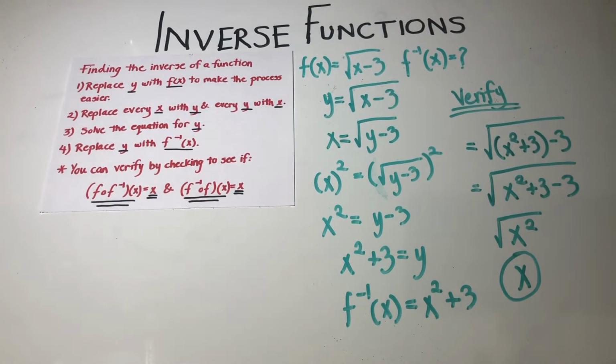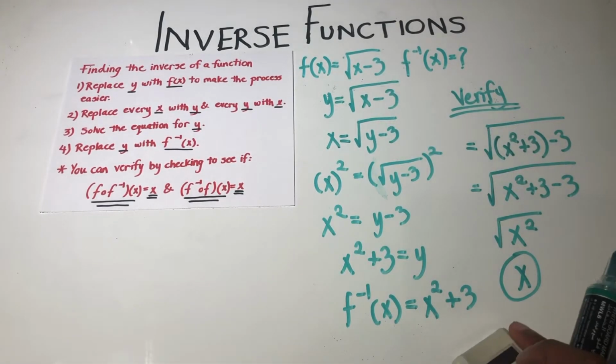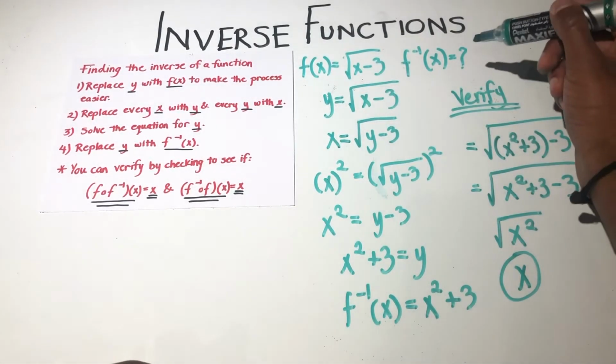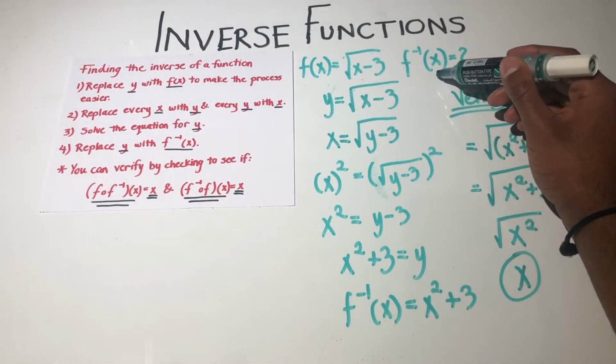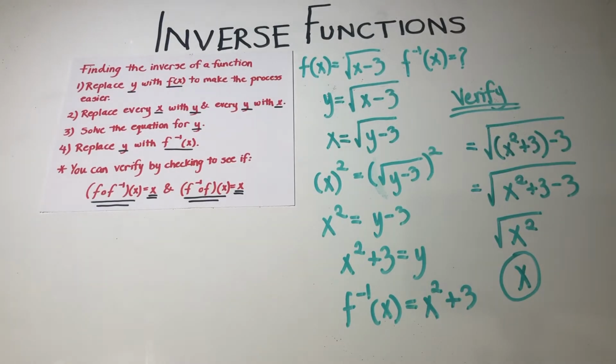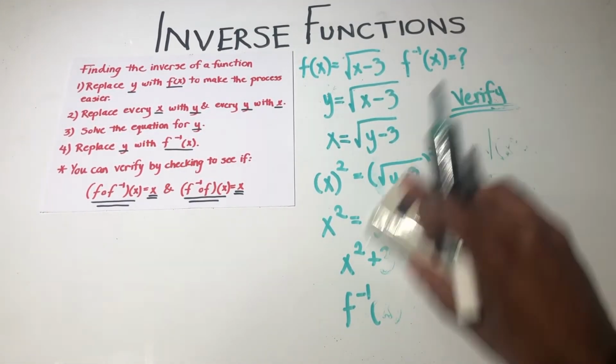This is a good method to do after finding the inverse, just to see that you're on the right track. Because sometimes you're also asked to find the inverse, and then sometimes you're given a value here. So if your inverse is wrong, then your value is going to be wrong. The number you're going to end up with is going to be wrong too. So let's look at another example.